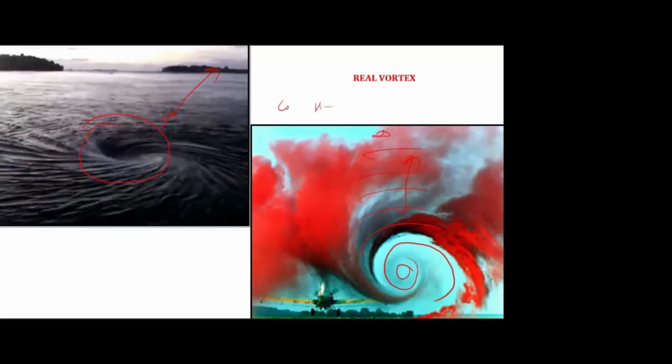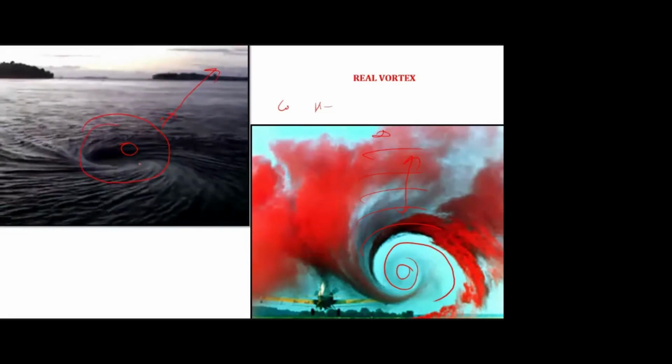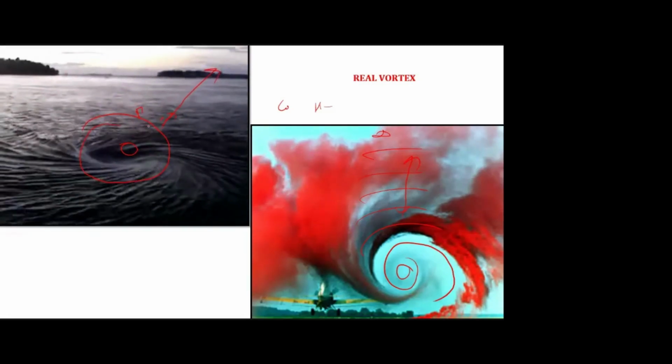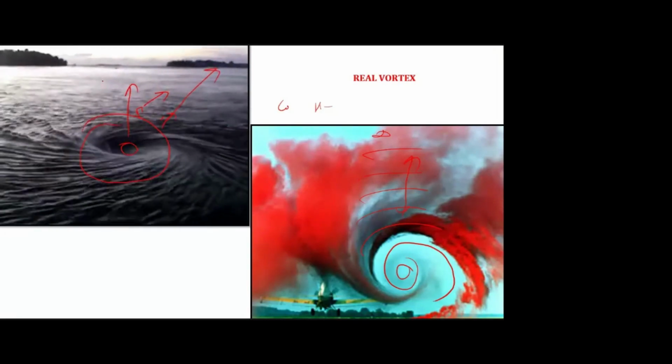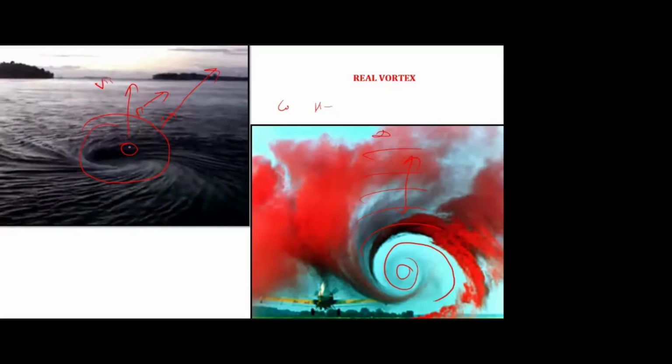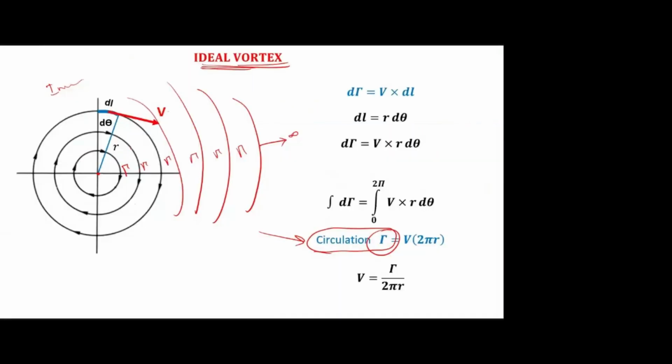Is it clear? So in the real vortex, the streamlines may not be the exact circle, and the strength is not constant. The strength will decrease in the radial direction. Finally, it will disappear because the flow is viscous. But in the ideal fluid, we have assumed the streamlines are concentric circles and the strength is constant. So once the vortex is started, it will go up to infinity distance. Like that we assume. Is it clear? Difference between ideal and the real?